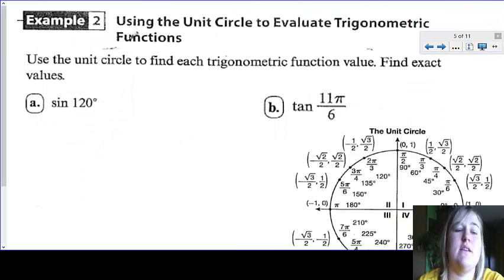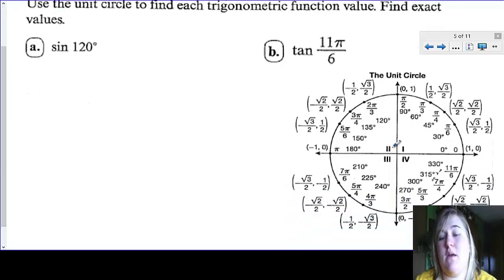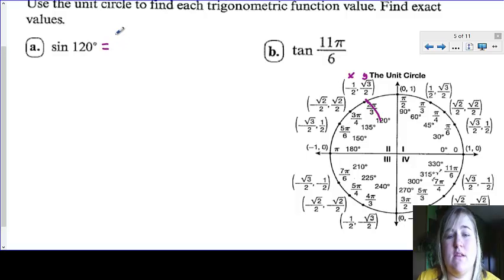Alright, so example 2 says use the unit circle to find each trigonometric function value, find exact values. I went ahead and put the unit circle on this slide so that you didn't have to flip through your book. Sine of 120 is what we're talking about first. So 120 is right here, which goes with the 2 pi over 3 radians. And remember that we said that sine is the same as y, so I have x and I have y. So the sine of 120 is going to be equal to radical 3 over 2. That's all you have to do. If I'd wanted the cosine, then I would have taken the negative 1/2.